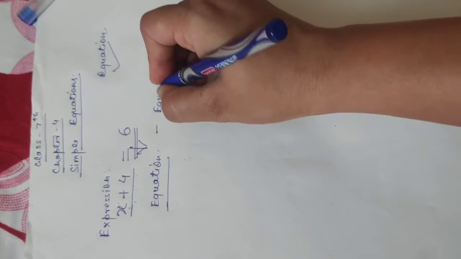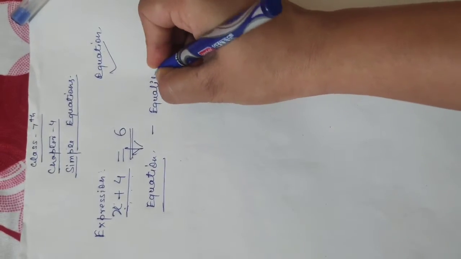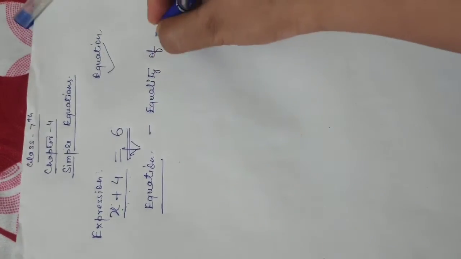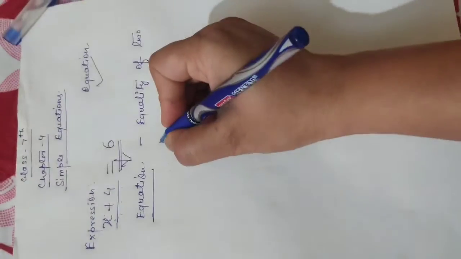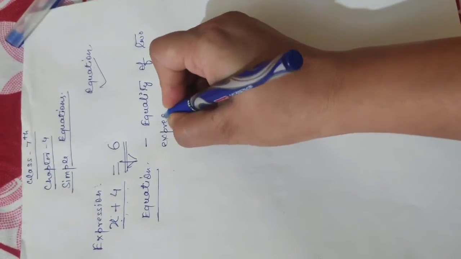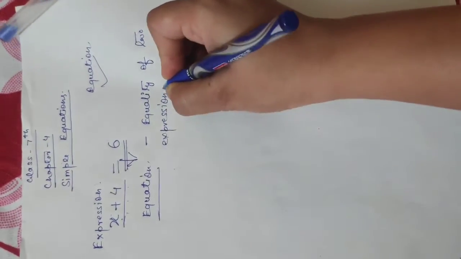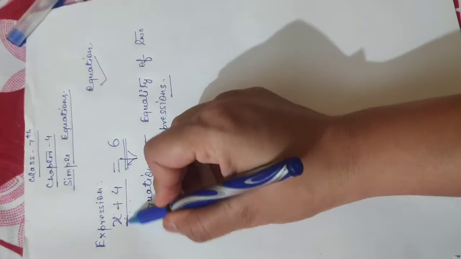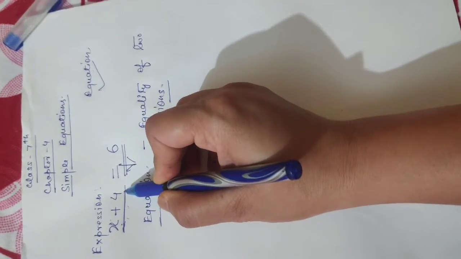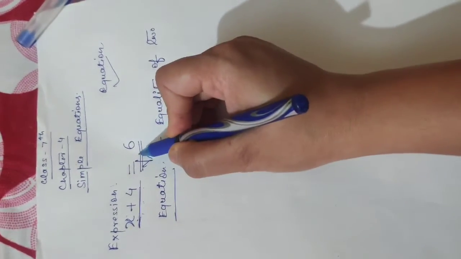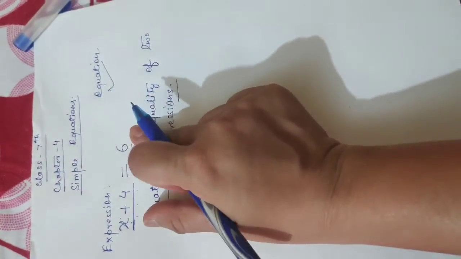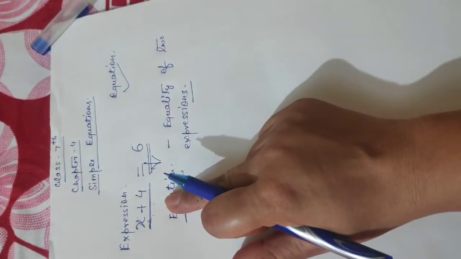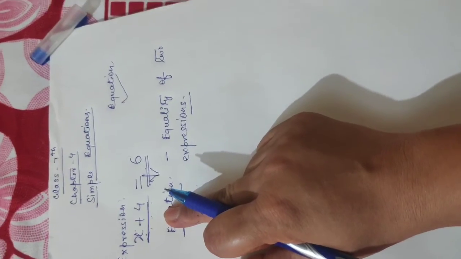Fine. So we can define an equation as the equality of two expressions. Clearly, it is the equality of two expressions. Alone, if you are writing x plus 4, this is an expression. 6 is also an expression. But when we are equalizing these two, then it is an equation. Understood?